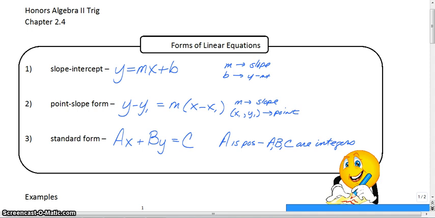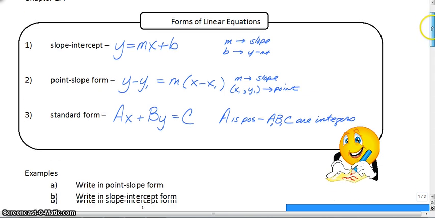The second one is point-slope form. That's y minus y1 is equal to m times x minus x1, where m is your slope and x1 and y1 are the coordinates of your point. And the third one is standard form. ax plus by is equal to c. A must be positive, and a, b, and c are all integers. You're not going to have any fractions and stuff for standard form.